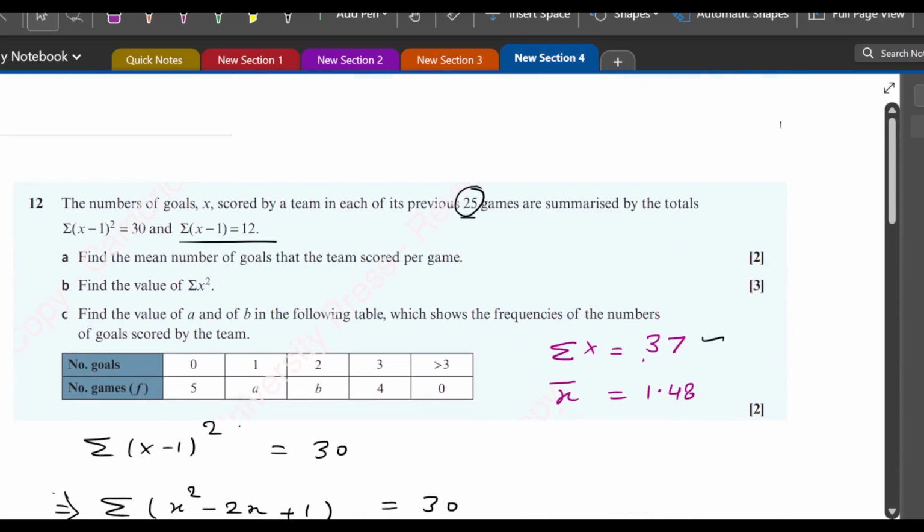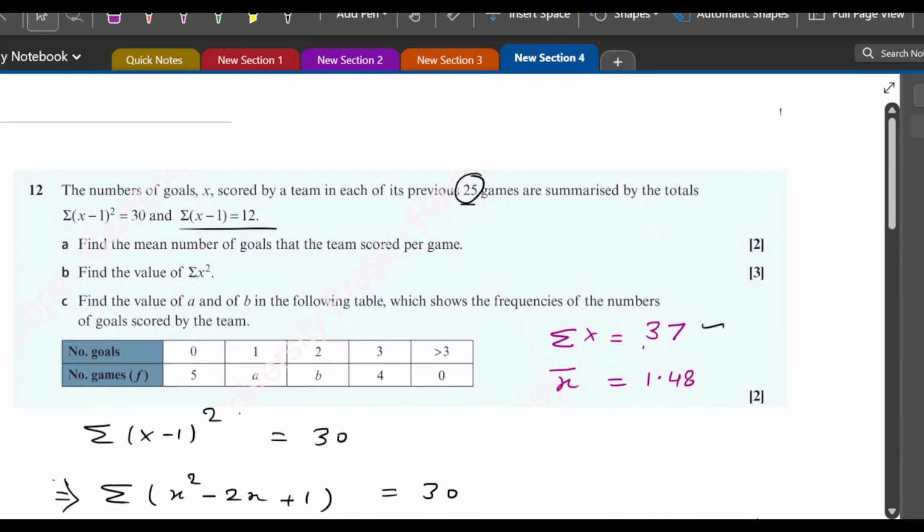The c part I will not discuss now, but it is simple. When you add all the frequencies you should get 25, so you will get one relation between a and b using that total 25. And second, we can work out the mean from this table. The mean, we already know for the given data, is 1.48, so that will help me get one more equation in terms of a and b. By solving these equations in terms of a and b, we will get the required result. Thank you.